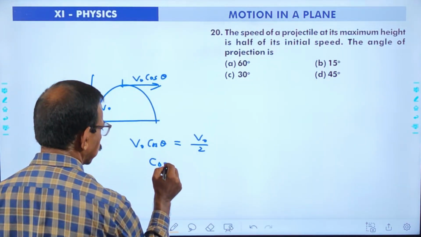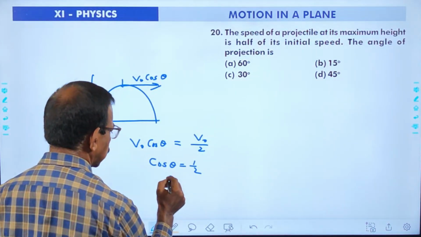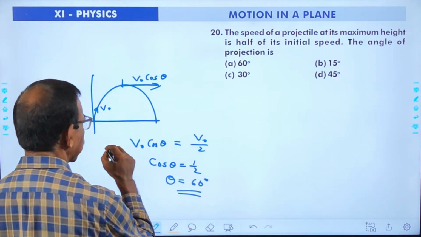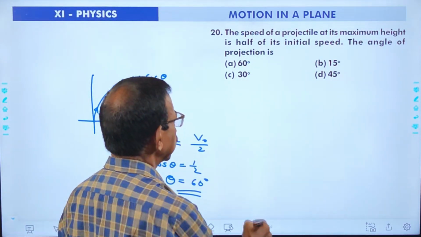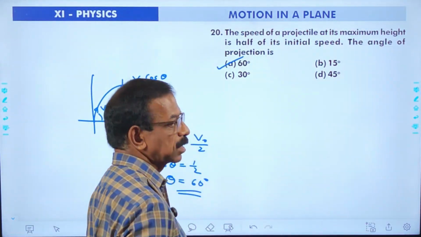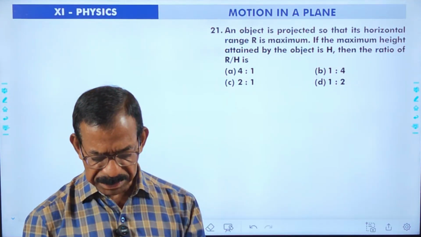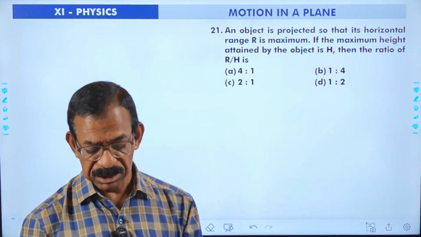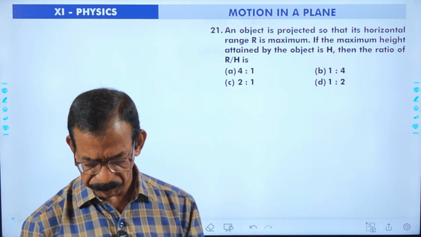Then we have cos theta equals 1 by 2. Cos theta equal to 1 by 2 means theta equals 60 degree. Hence the angle of projection is 60 degree. That is, the correct answer is option A, 60 degree. Next is question number 21. An object is projected so that horizontal range R is maximum. You know that R is maximum means theta equal to 45 degree.